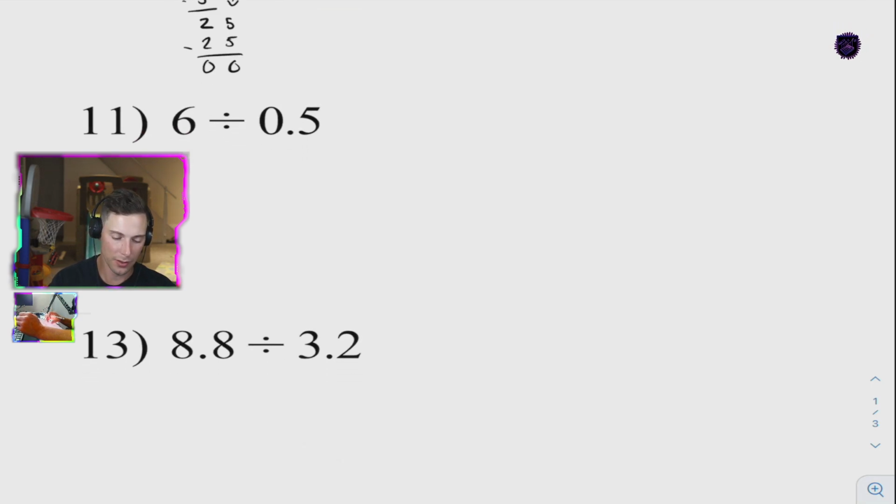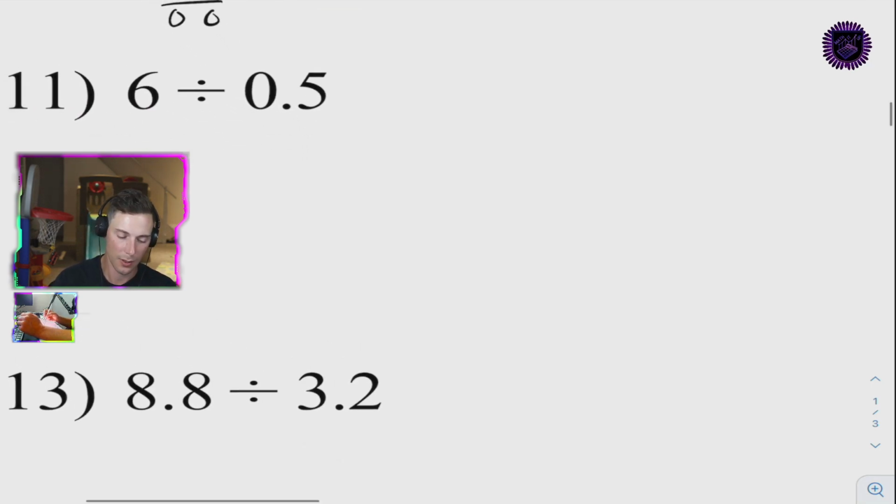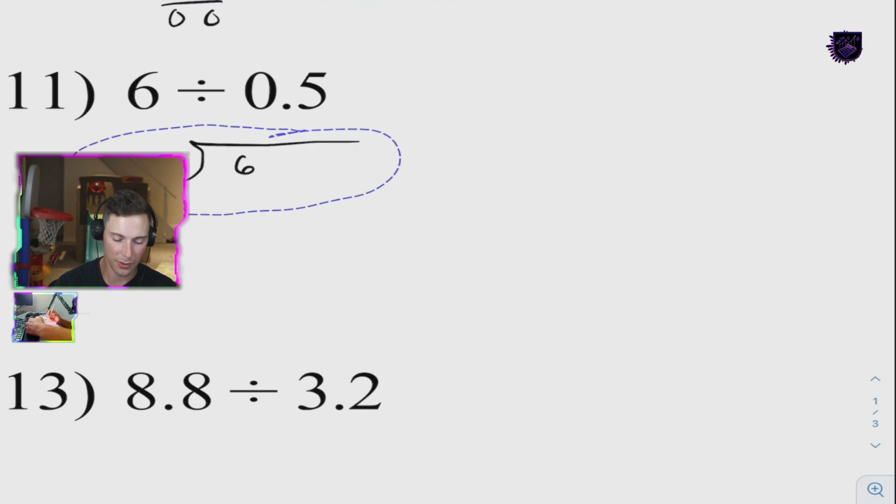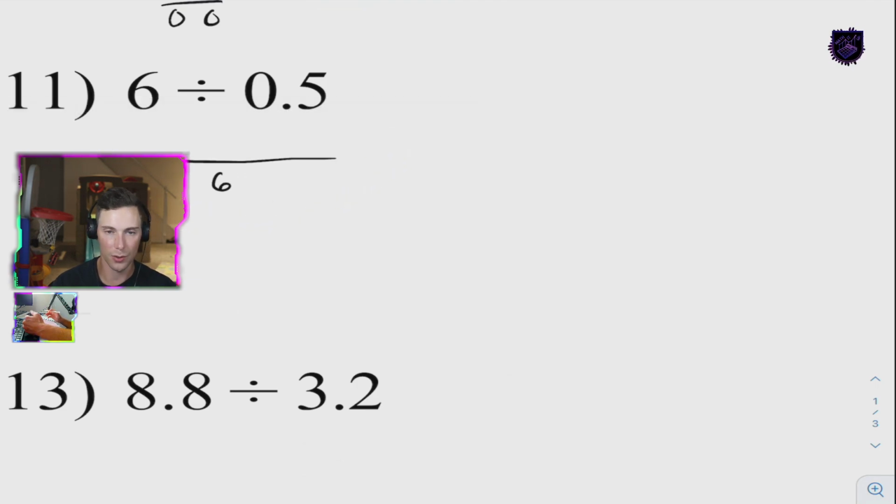So now this question, we're going to go 0.5 divided into the number of 6. So this one is another great example because there's another sort of new technique you can use here.